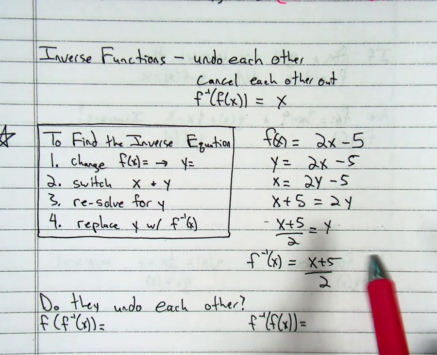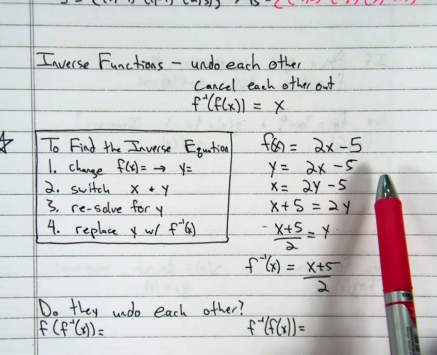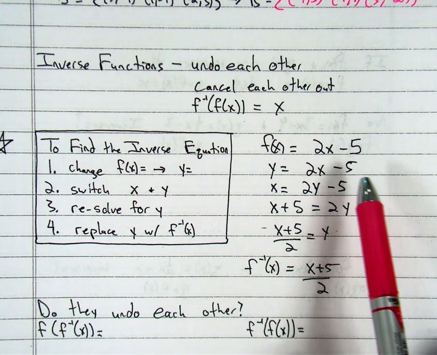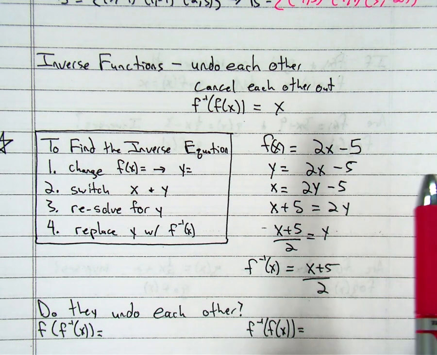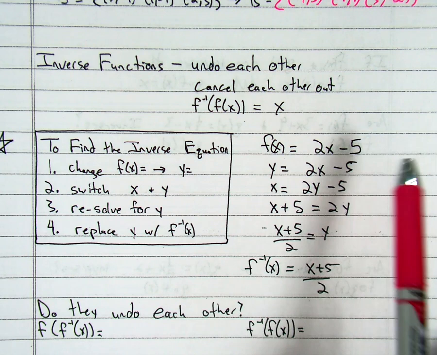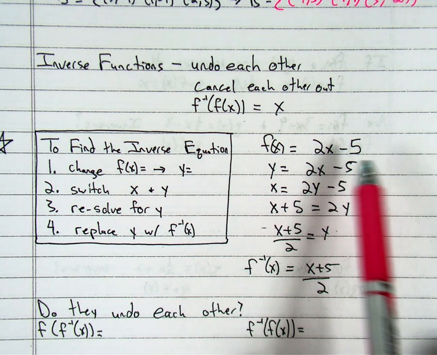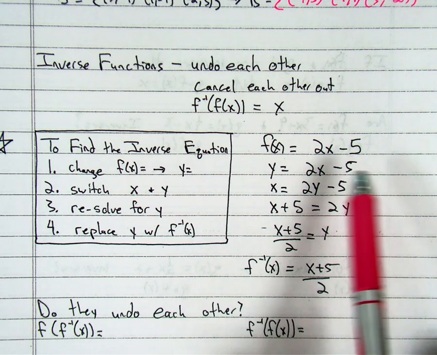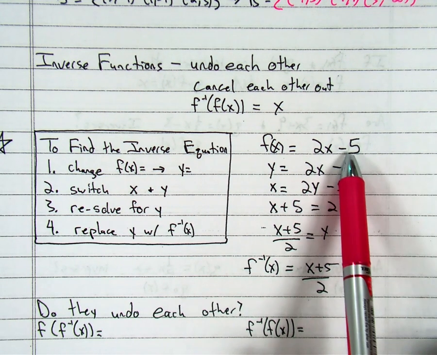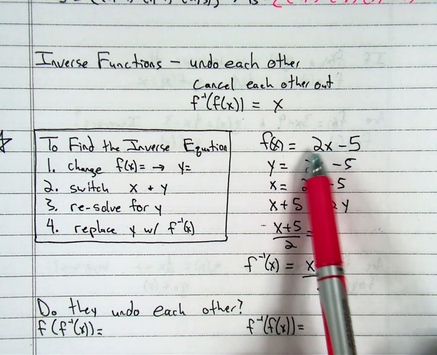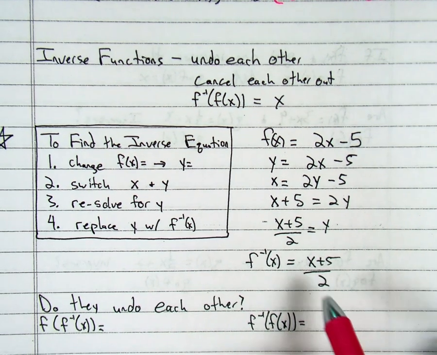You can kind of talk yourself through it here, that when you say it out loud, it should sound like opposite operations and in reverse order. So 2 times x minus 5. Opposite operations, reverse order. We want a plus 5 and then divide everything by 2. Okay?